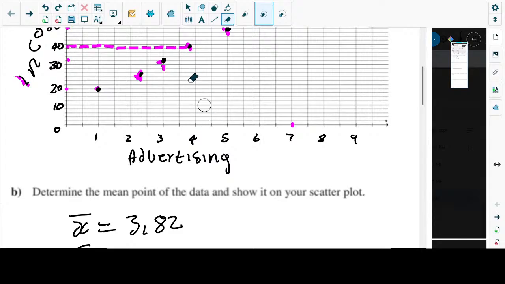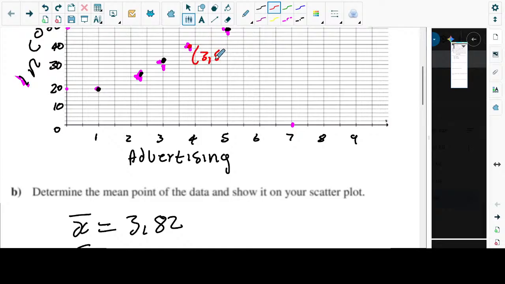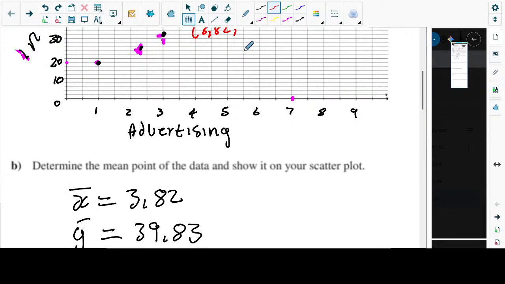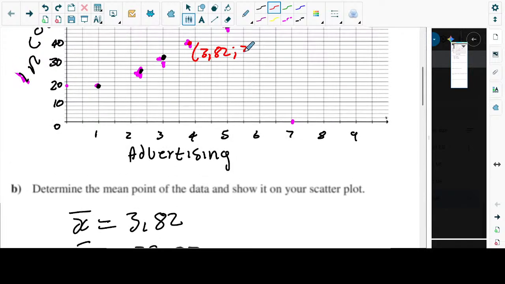Yeah, so that one you can just do it with the red color to say, okay, this one is our main point. And because they said you should do it in coordinate form, you open a bracket, and then you write the x value, say it's 3 comma 82, and then you say 39 comma 83. Because when they are marking, they want to see it, you put it there.